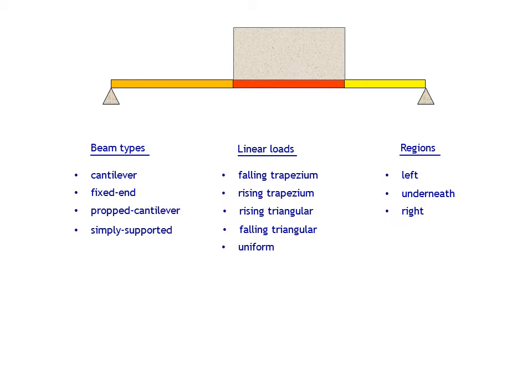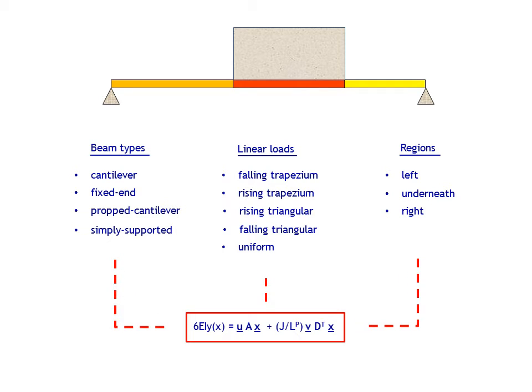All this resulted in 60 beam load regional deflection equations, which I managed to squeeze into a single global deflection equation, described by the matrix equation 6EI y of x is equal to U(A, X) plus j over L to the power p times V dt(x). The derivation and use of this deflection equation is the subject of this presentation.